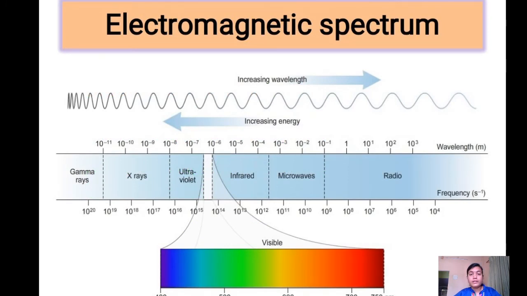This is the electromagnetic spectrum. This spectrum of electromagnetic radiation is divided into different regions on the basis of wavelength and energies. As we move from left to right, energy goes on decreasing, as gamma rays are more energetic in comparison to radio waves. Also, as we move from left to right, wavelength goes on increasing. In this way, gamma rays have the lower wavelength and radio waves have the higher wavelength.